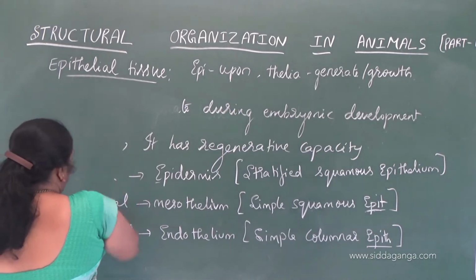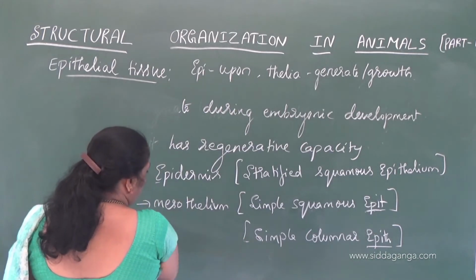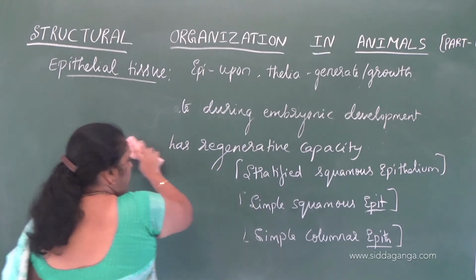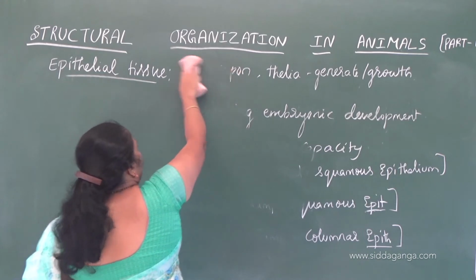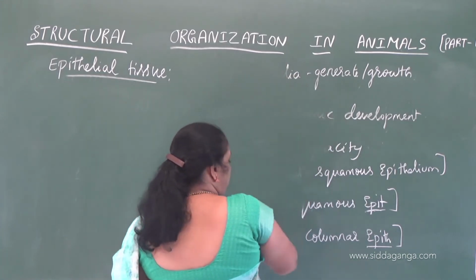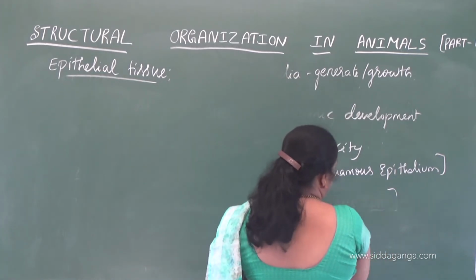In competitive exams they will ask, epithelial tissue is originated from which germinal layer? It is going to originate from all the three germinal layers: ectoderm, mesoderm and endoderm.